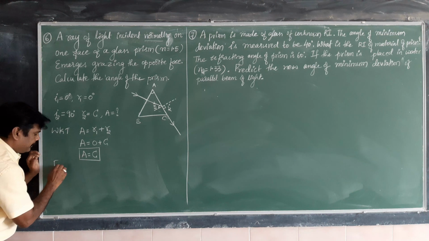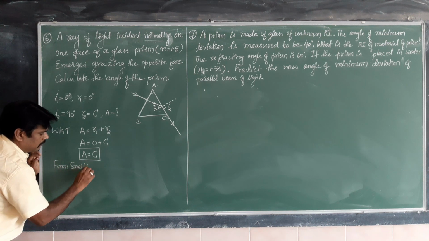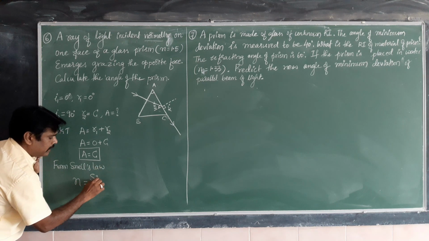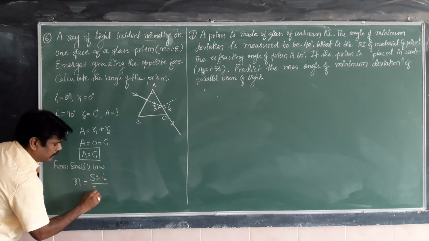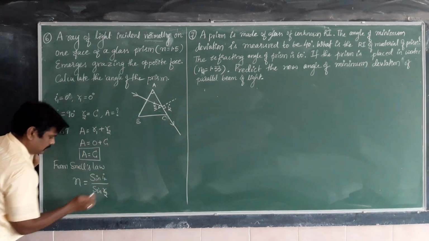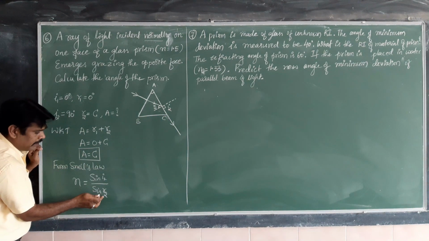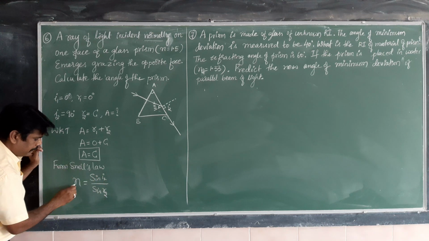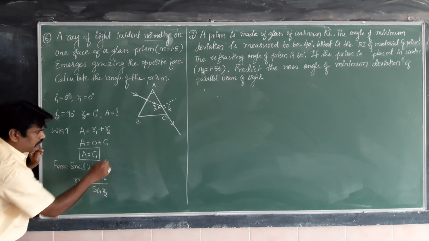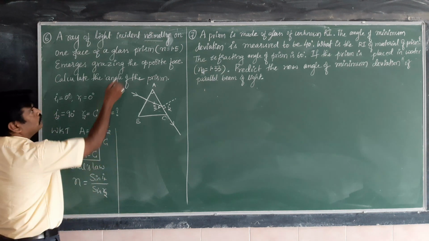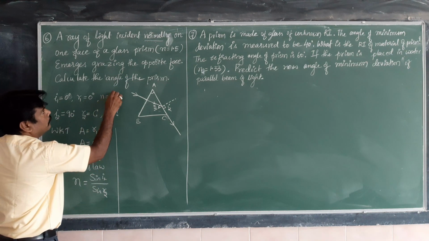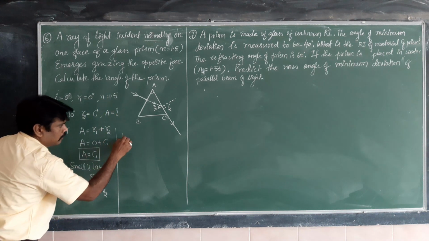Now, from Snell's law, you know what is Snell's law? Refractive index n is equal to sine of angle of incidence I2 divided by sine of angle of refraction R2, if it travels from rarer to denser. I will consider the refractive index of the second medium with respect to the first medium. So n is equal to sine I2 divided by sine R2. Now substitute the values here. n is already given. According to the given data, n is equal to 1.5, the refractive index of the prism.